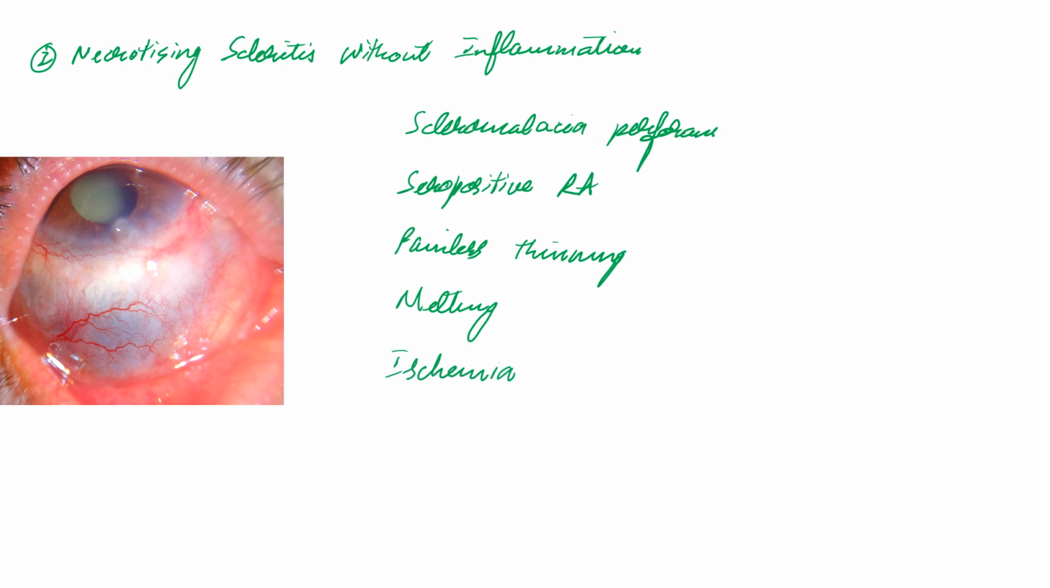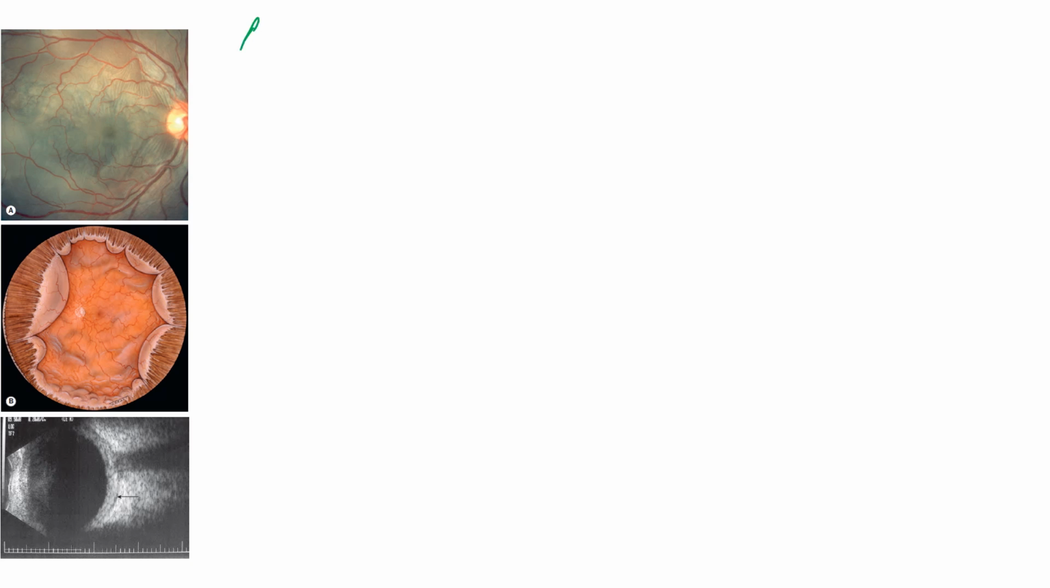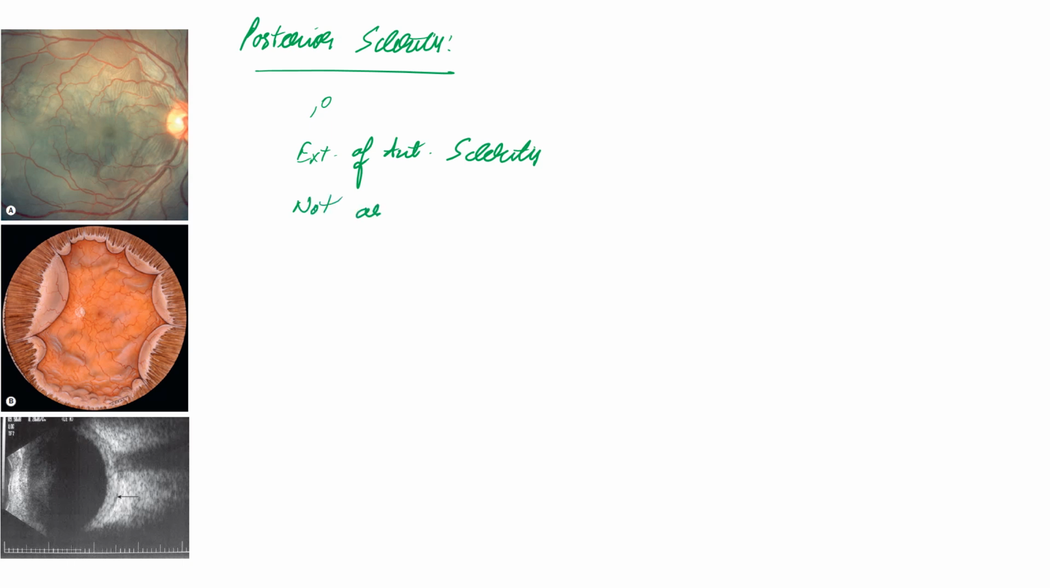Remember, cases of necrotizing scleritis with inflammation present with pain, whereas cases of necrotizing scleritis without inflammation, that is cases of scleromalacia perforans, present as painless thinning. Now let us discuss about posterior scleritis. In this case, there is inflammation with thickening of the posterior sclera. It can start primarily or it can be an extension of anterior scleritis. It is usually not associated with any systemic disease.